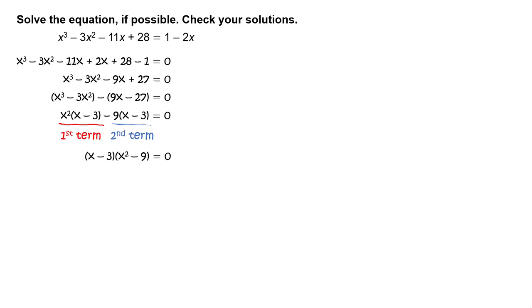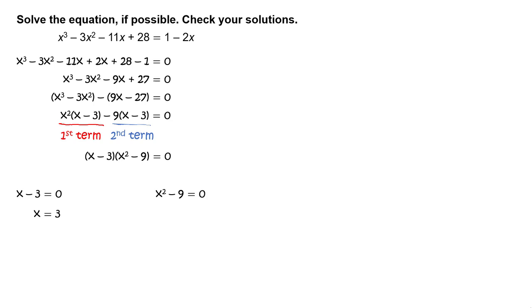So after factoring, you have the quantity x minus 3 times the quantity x squared minus 9 equals 0. Now set each factor equal to 0. You have x minus 3 is equal to 0. Add 3 to each side of the equation, and you have x is equal to 3.